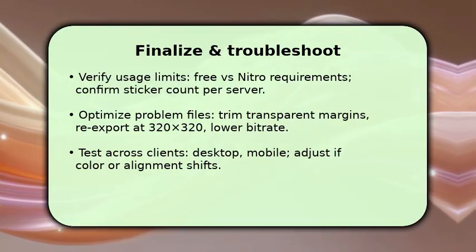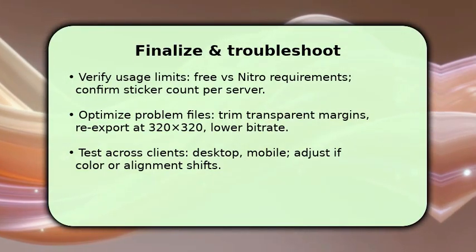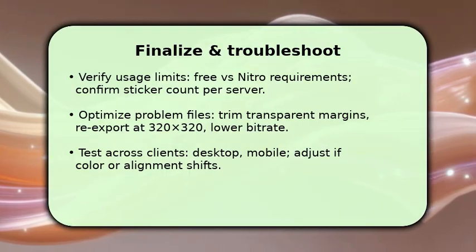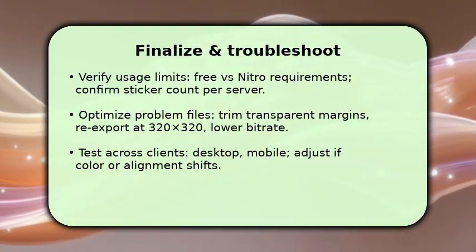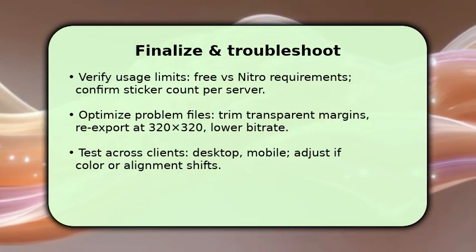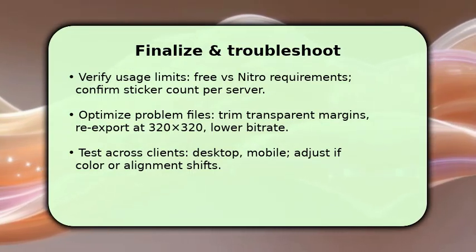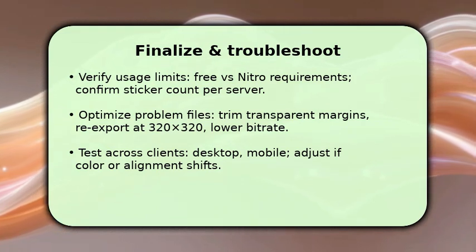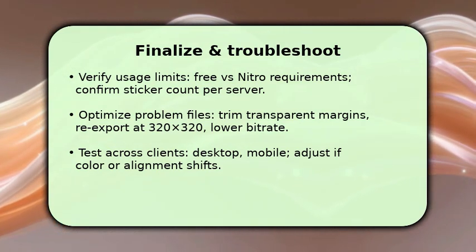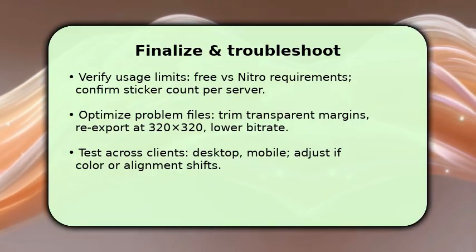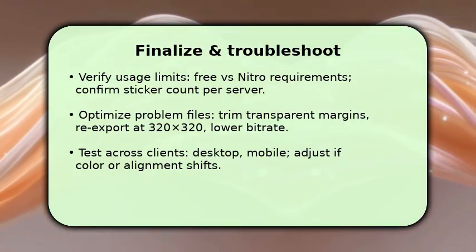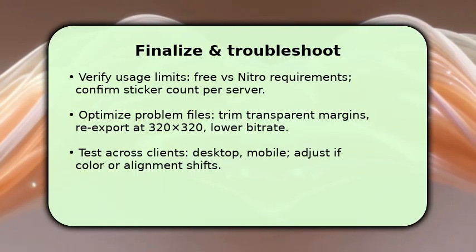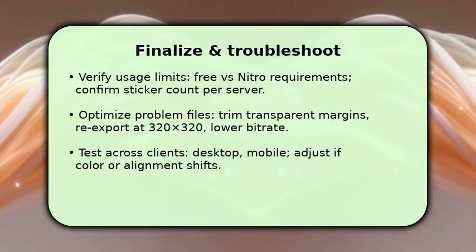Once uploaded, test stickers on desktop and mobile to check color and alignment. If a sticker appears clipped or too blurry, trim excess transparent margins and re-export at 320 x 320 with a slightly higher resolution before recompressing. If uploads fail, ensure file size is under 512 KB and the format is supported. That one troubleshooting tip usually fixes most upload problems quickly.